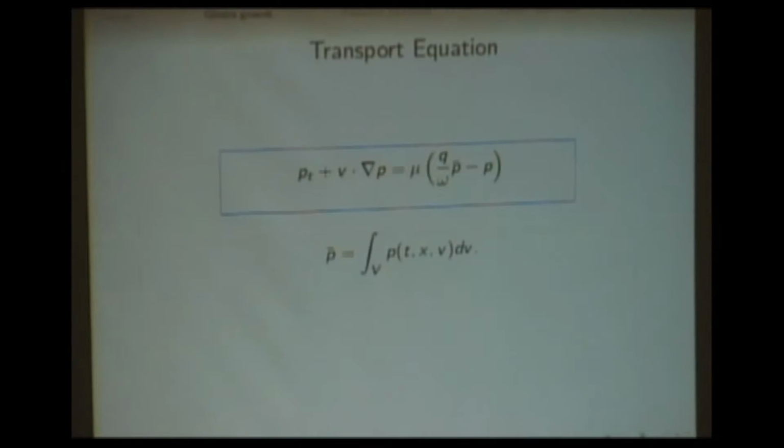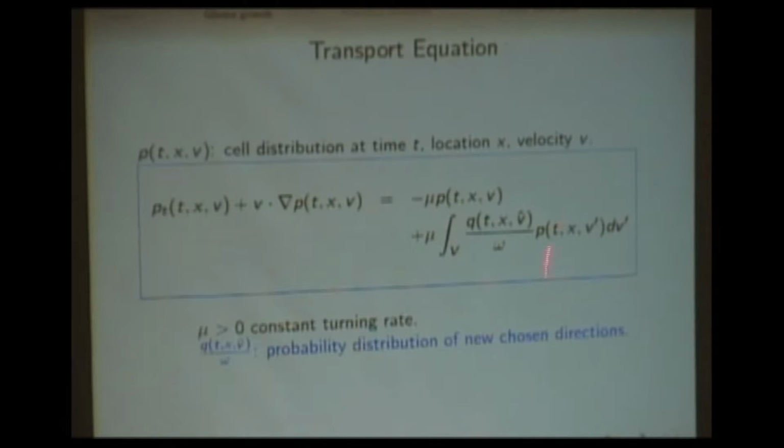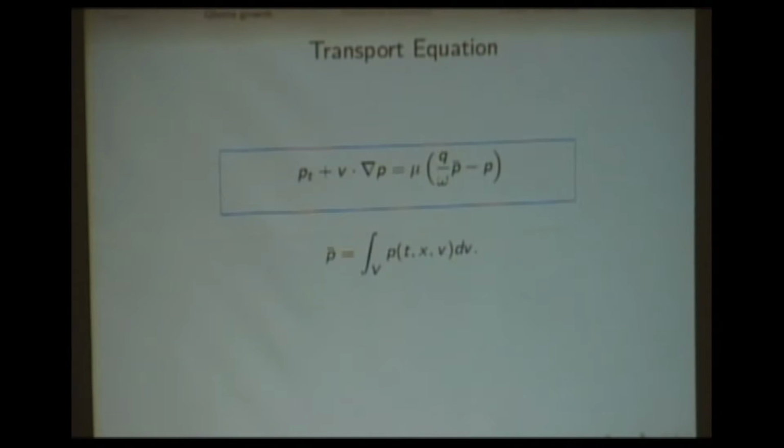Okay. Now, interesting, so this is an integral over V prime, but this depends on V hat, the unit vector. So you can actually take it out of the integration, and you can keep the integral of P(V prime) dV prime, which is just the total amount of cells in a certain location, which I call P bar. So you can write it a little bit more compact in this form, Q over omega times P bar minus P. And then P bar is this.